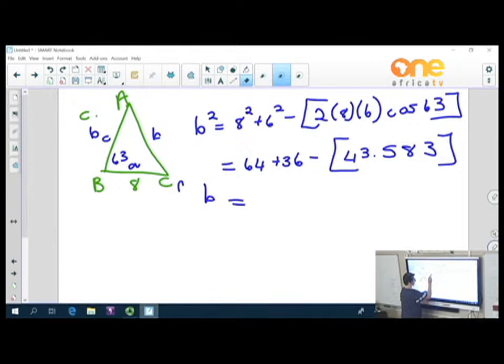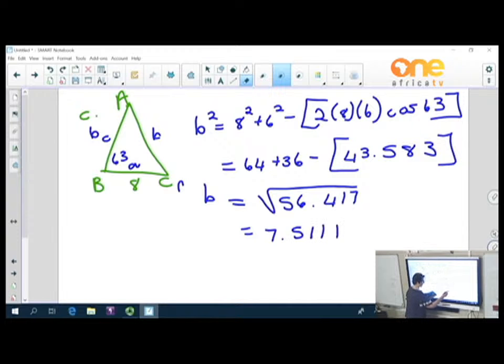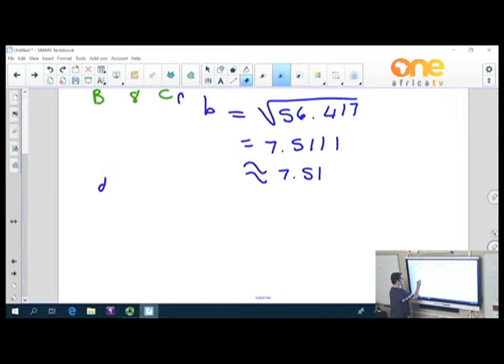So the next step is now we want B, so we're going to subtract this and then square root it. So 64 plus 36 is 100 minus 43.583, and I have here 56.417. And now we get the square root of that, and my answer is 7.5111, and I round it off to 3 significant figures, 7.51. Well done if you got it right. The next one is number D.